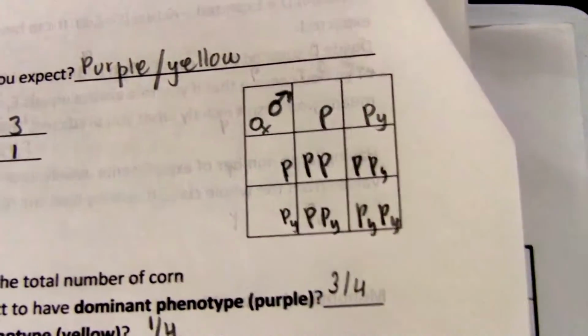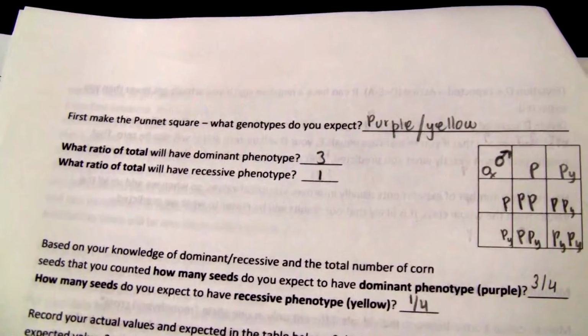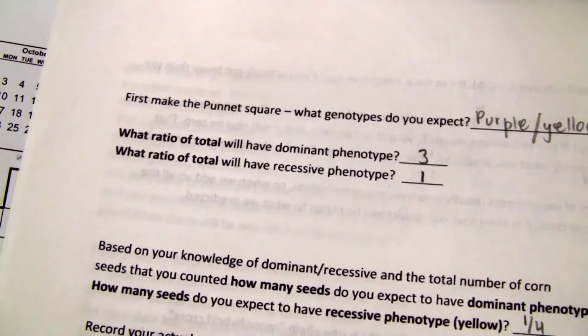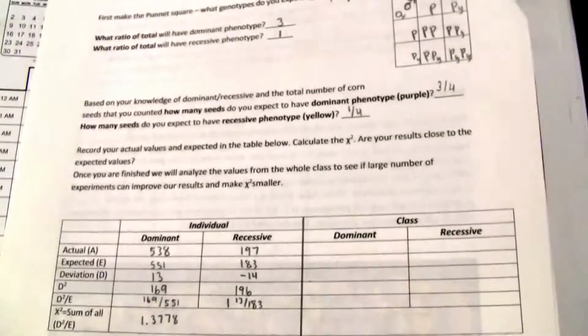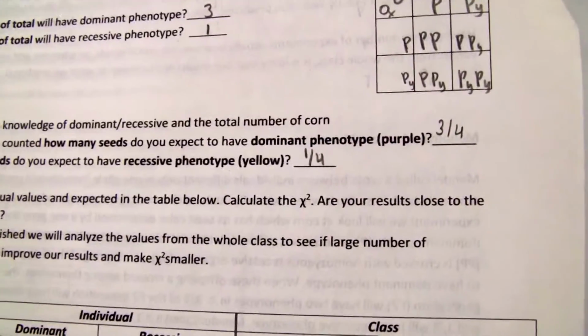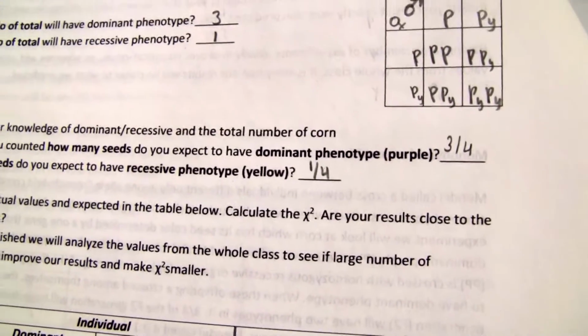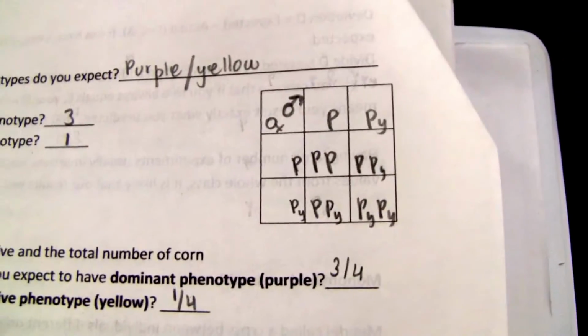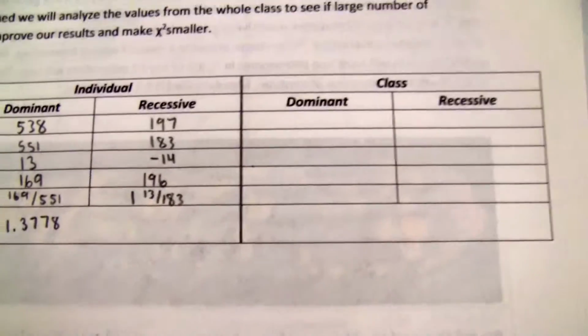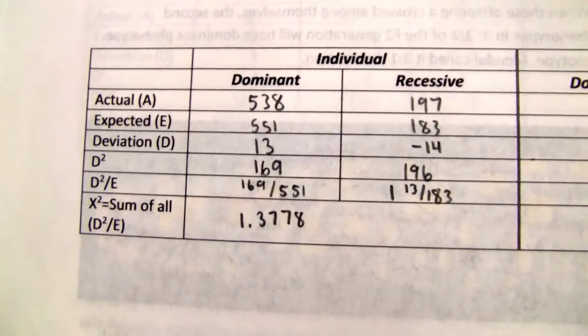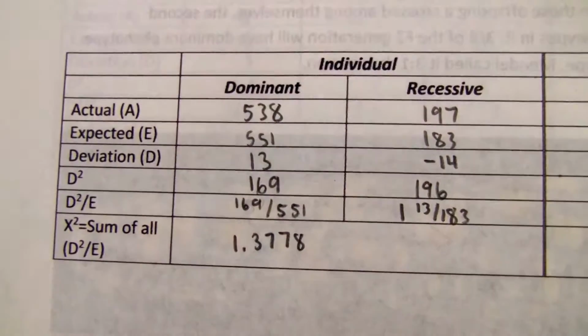Here we go. We did our Punnett square here. What does it tell you to expect, purple and yellow? The ratio would be 3 to 1 for dominant to recessive. How many do you expect to be the dominant phenotype, purple? 3/4, and then 1/4 for the recessive. And then we did all our calculations, and these are the numbers we got. They are pretty gross and disgusting.